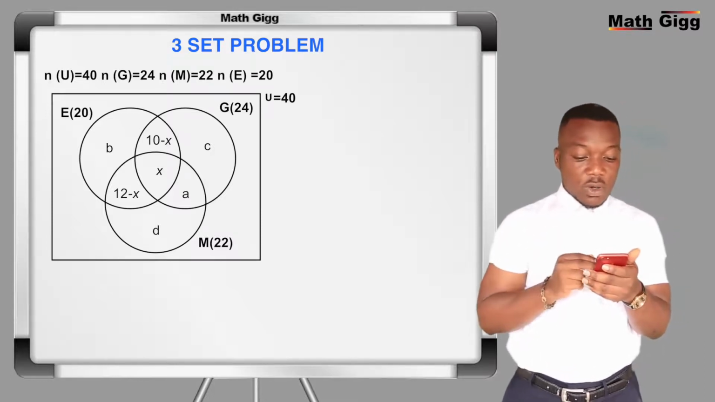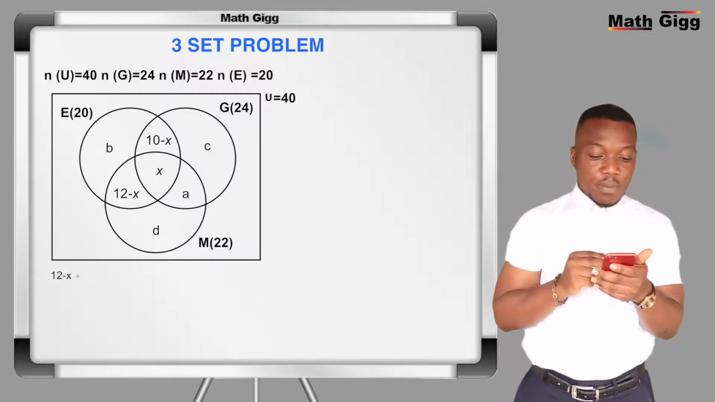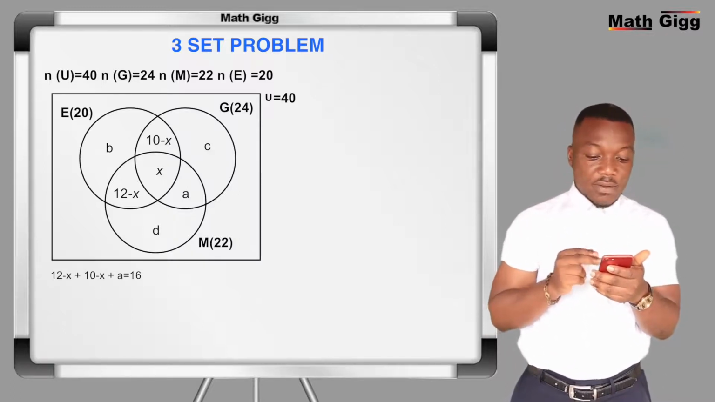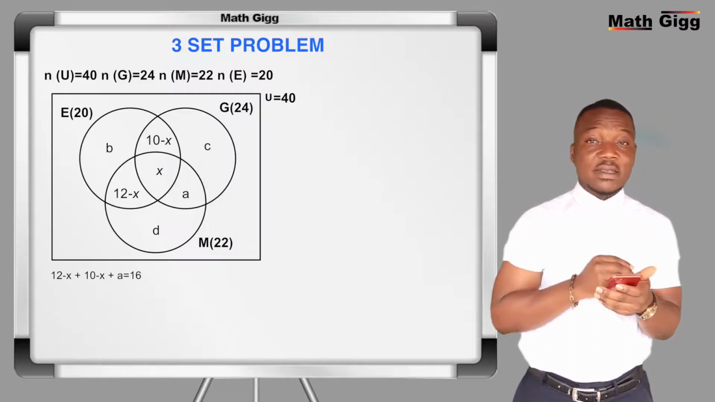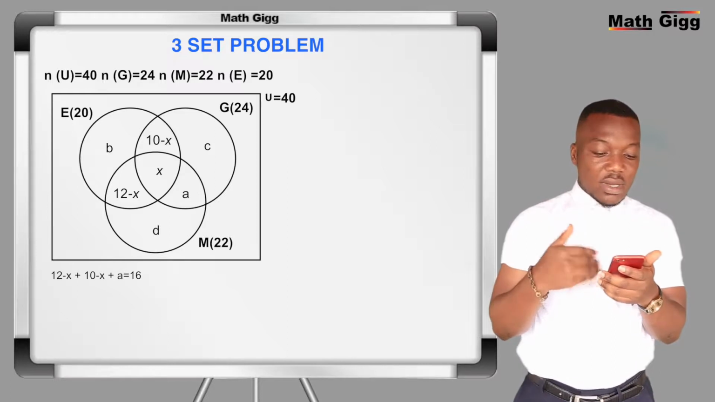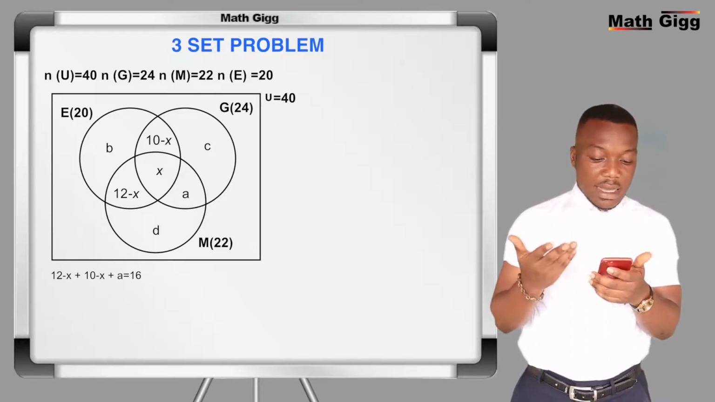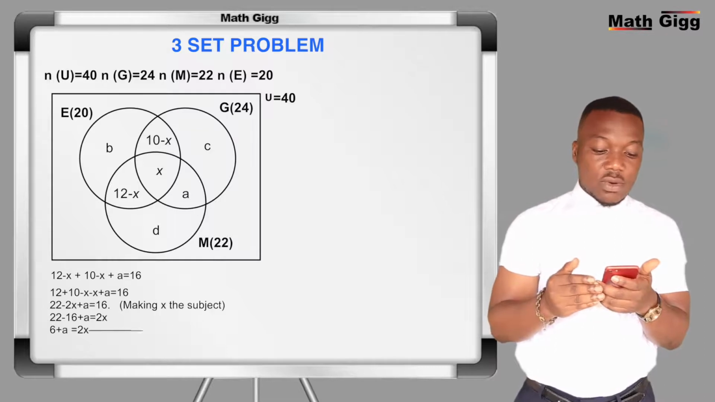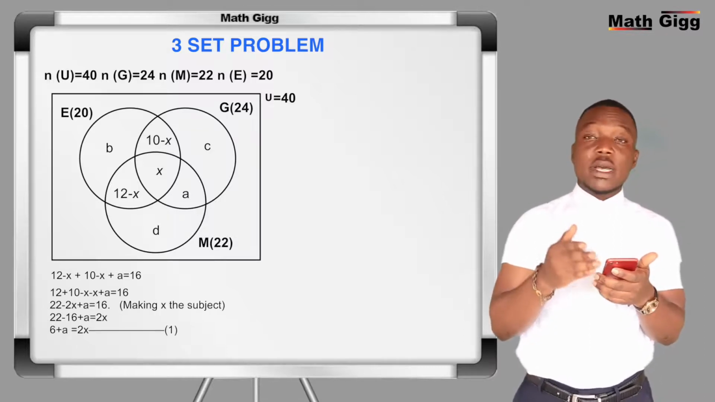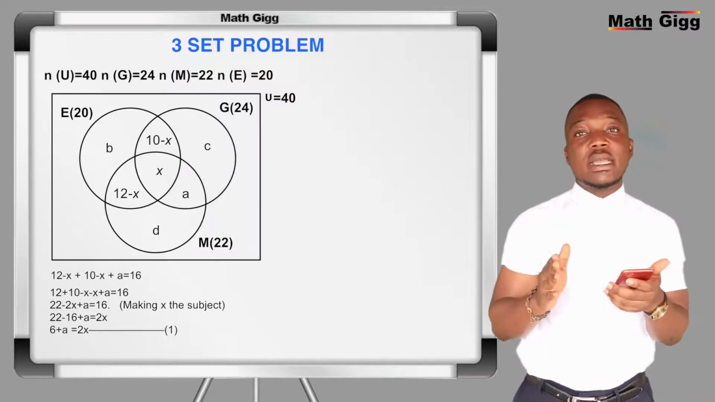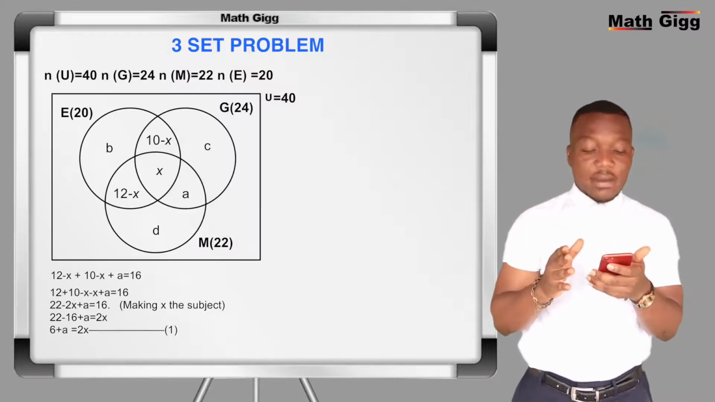So if you are doing it well, we are going to have 12 plus 10 minus x plus a, which is giving us 16. So these are the 3 regions that the question is talking about. Together, they will give you 16. Well, you can decide to simplify it. I did that. You really look at it. Now I'm having 6 plus a is equal to 2x, sorry. And that is our equation 1. That is just an information, and I've written it down. Now let me move on to the other variables.